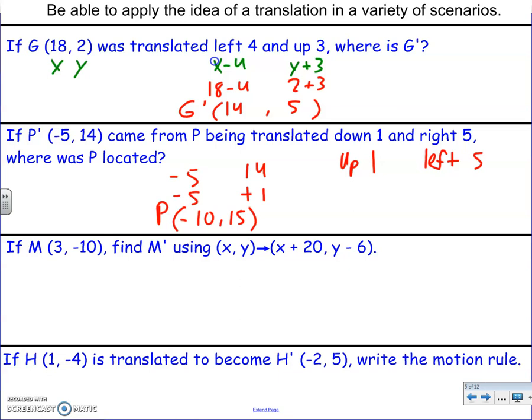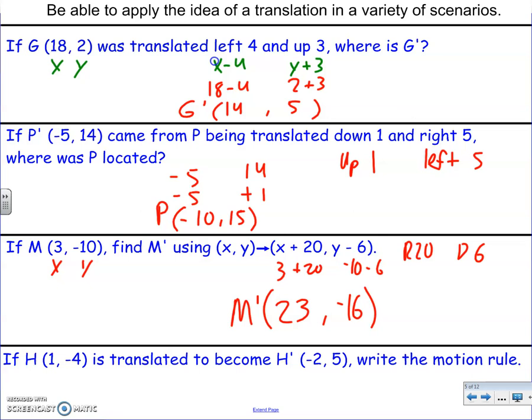All right, if M is at the point 3, -10, find M prime using the motion rule. Well, hopefully you know this means right 20 and down 6. But we don't even need that. We just have to use the formula and plug in. So our x, y is right here. We're going to do 3 plus 20. Well, that's 23. Then we're going to do -10 minus 6. That is -16. We have our new x, our new y. That is M prime.